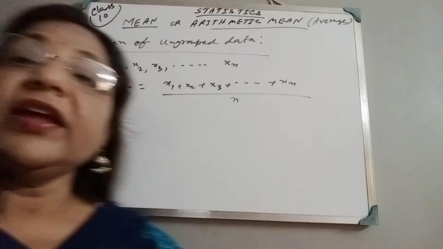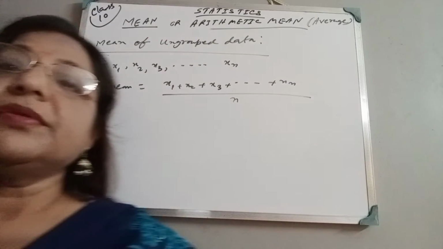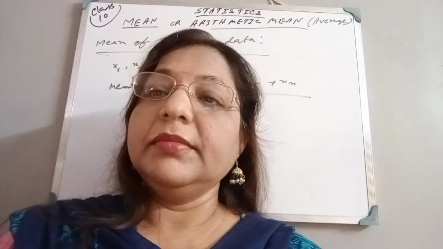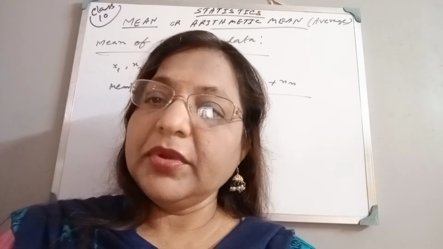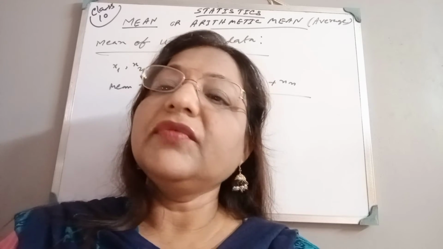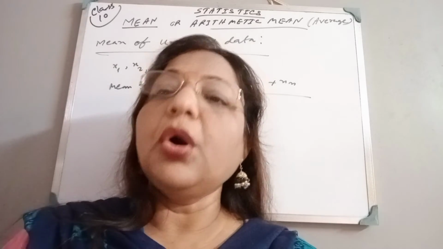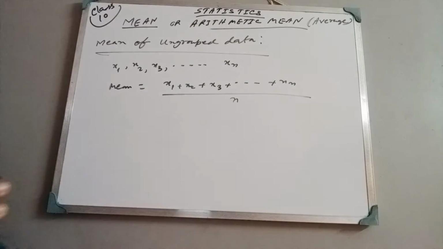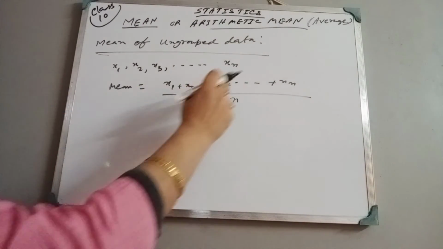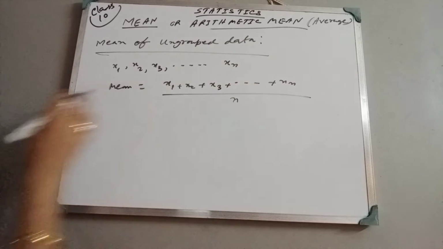Same thing if I want to know the average marks of your class or the average age of your class. We will add all the marks or all the ages divided by the total number of students. Same thing here. So x1 plus x2 plus x3 up to xn divided by n.